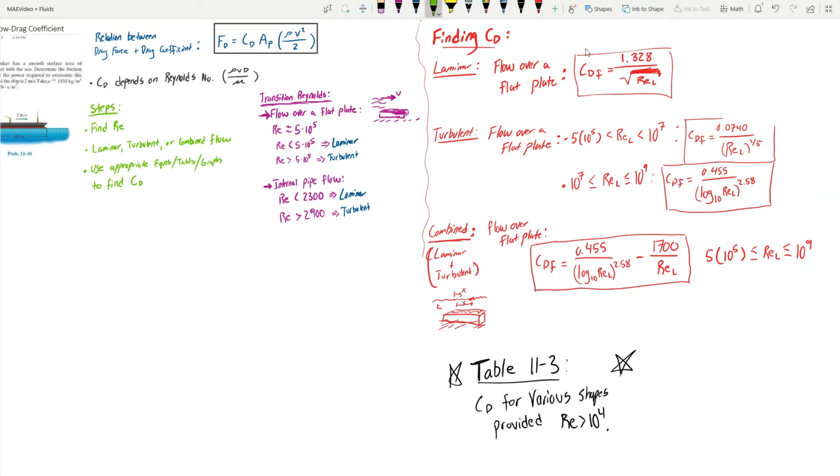After you find your drag coefficient, really all we would have to do now is plug our CD into our drag force equation. So yeah, that's pretty much the steps we would go through to find the drag coefficient.